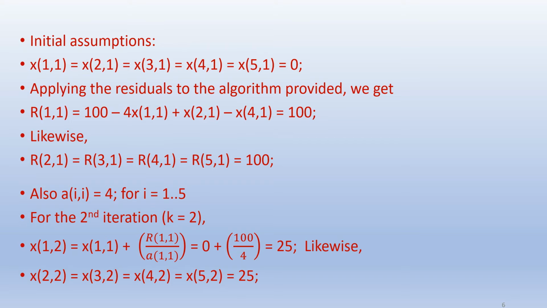For the second iteration, k equals 2, we have x1, 2 equals x1, 1 plus r1, 1 over a1, 1. We follow the Jacobi iteration method here, and we calculate x1 at the second step to be 25. Likewise, x2, x3, x4, x5 at the second step are also 25.